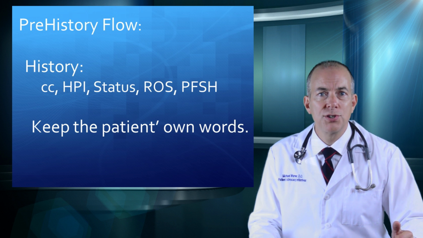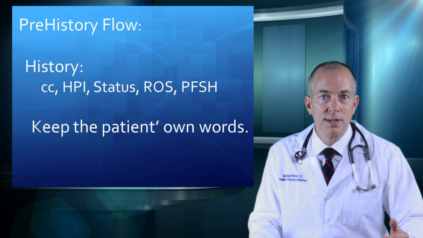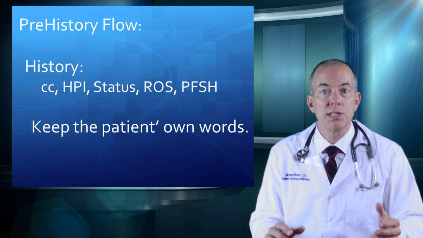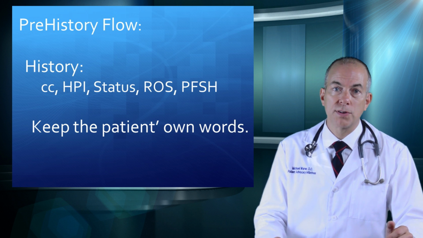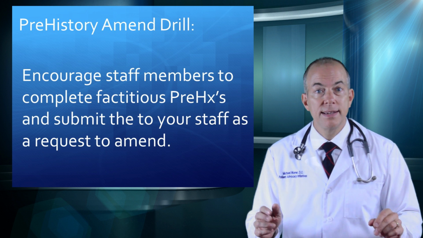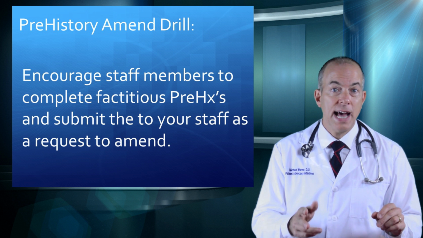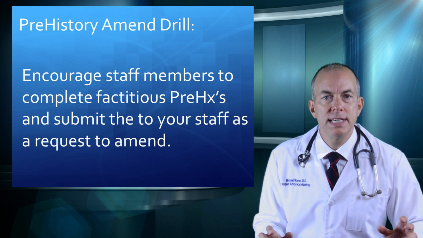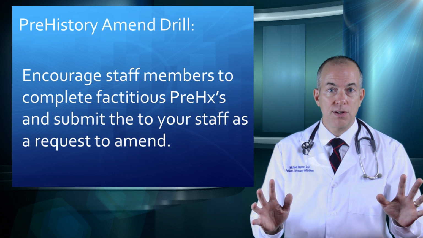Capturing patient information and entering it into the health record can be seen as allowing patients to best express their concerns and their needs for medical attention. The history grid of chief complaint, history of present illness, status, review of systems, past family social history has plenty of detail and is the standard.